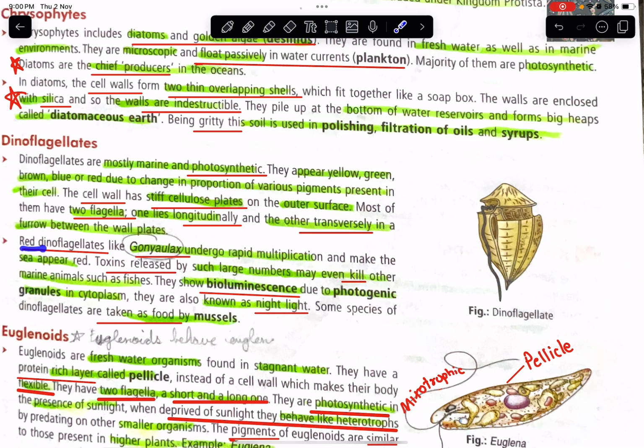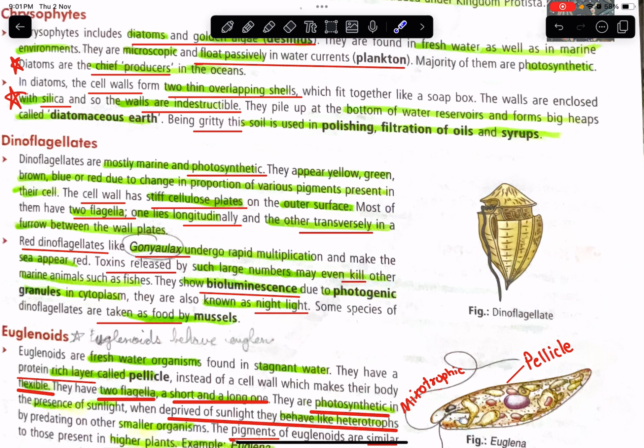Then there are red dinoflagellates also. What are these? Example of red dinoflagellates is Gonyaulax. It undergoes rapid multiplication, and that's why it makes the sea appear red. So that's why these are called red dinoflagellates, because they make the sea appear red. Toxins are released by such large numbers that they can even kill other marine animals such as fishes.